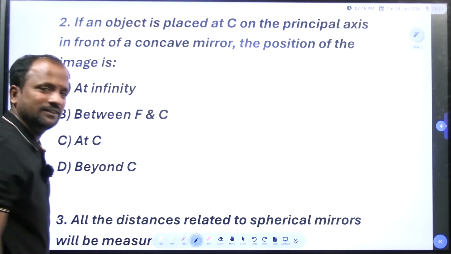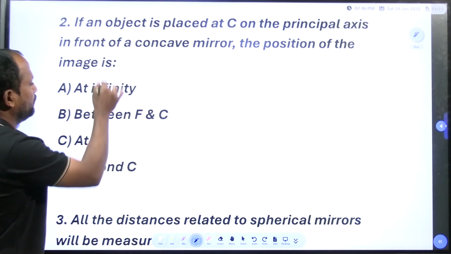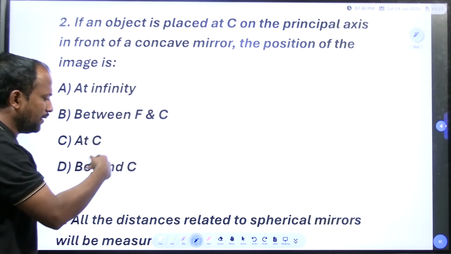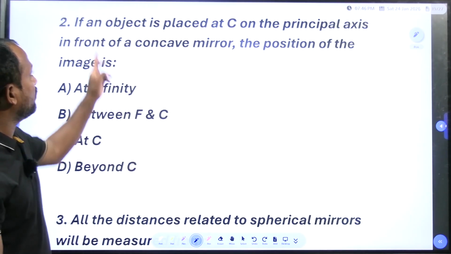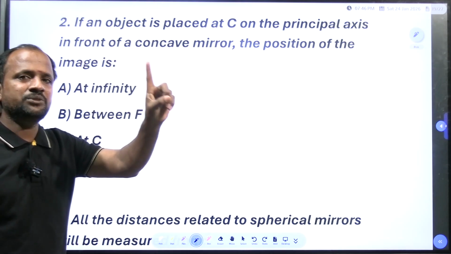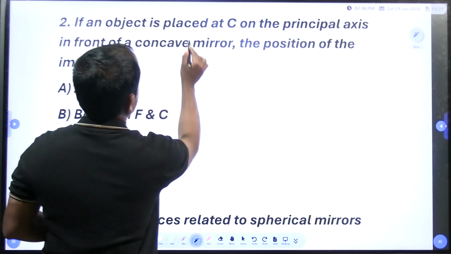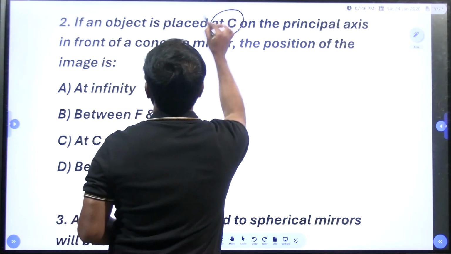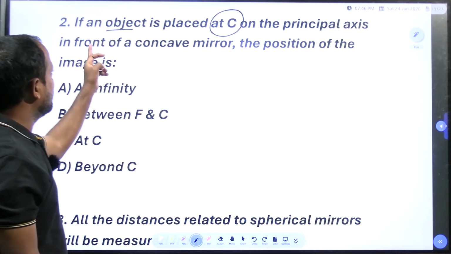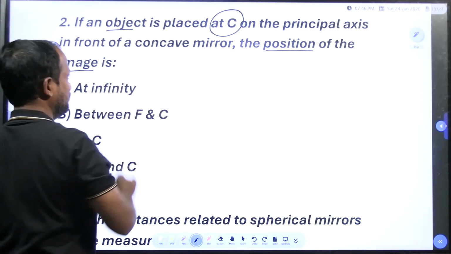See here. First, observe the options: infinity, between F and C, at C, beyond C. Okay? Where is the object? First you have to concentrate on the question. Where is the object taken? On the principal axis, the object is taken at C. Next, what is being asked? The position of the image.